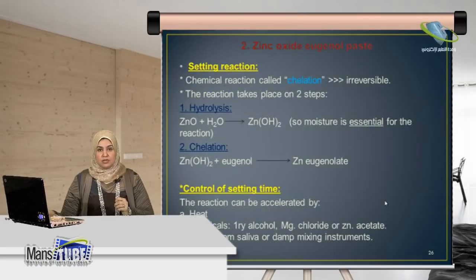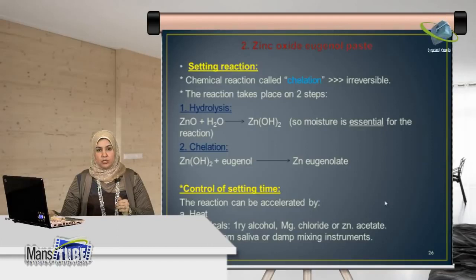Here, this is the setting reaction of zinc oxide eugenol material. The setting reaction here is a chemical reaction called chelation, so it is irreversible because it is a chemical reaction. The reaction takes place in two steps. The first step is called hydrolysis, and during hydrolysis the material reacts with water. The zinc oxide, which is the base paste, reacts firstly with water to give zinc hydroxide. So the first step is the reaction with water.